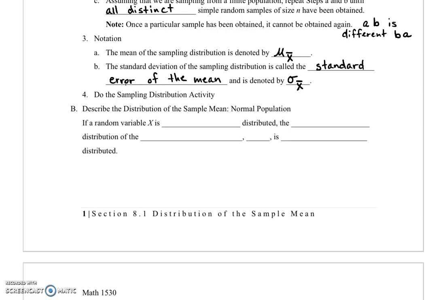So now we need to do the sampling distribution activity. That was also posted for you in Momentum, and we will cover that completely in another video.